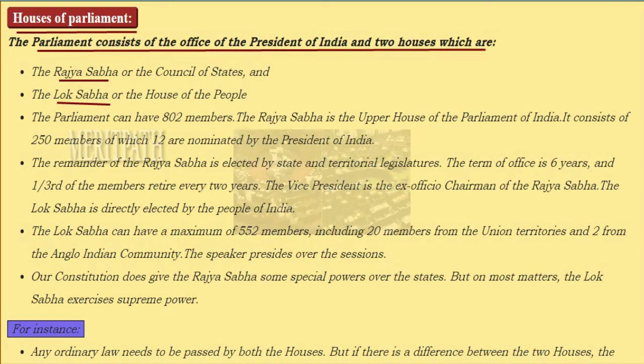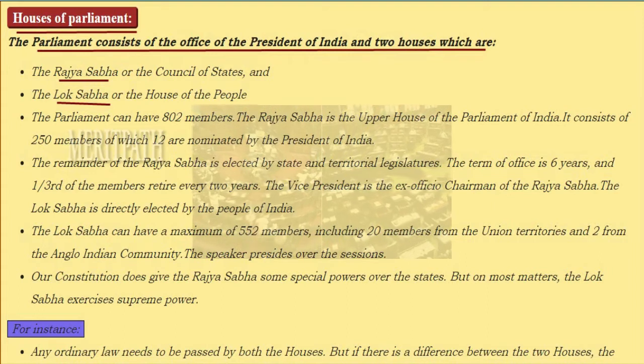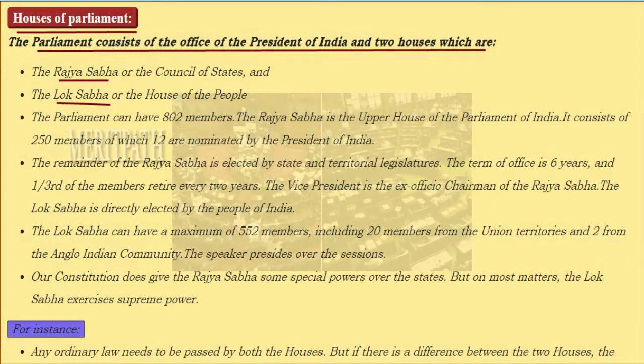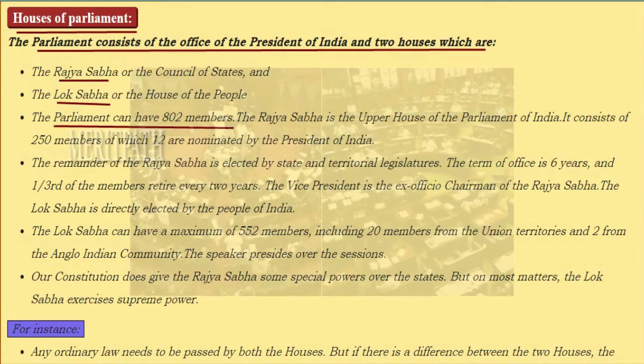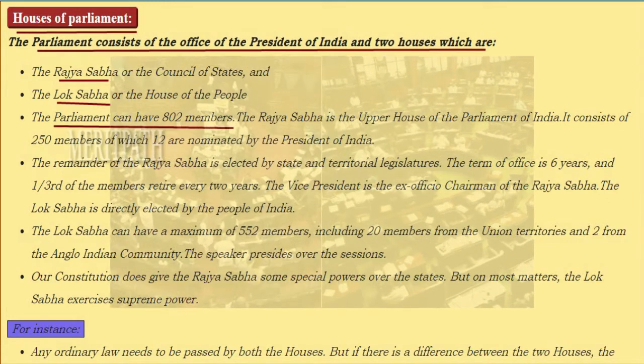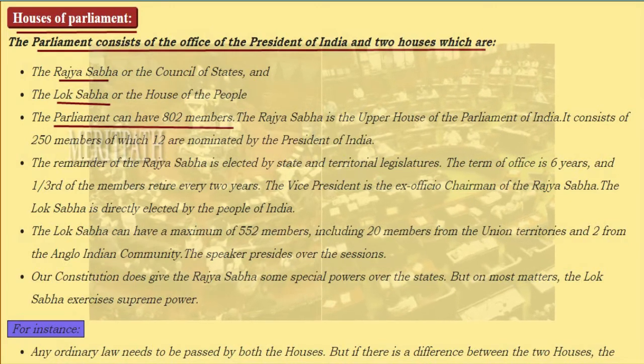Parliament consists of the office of the President of India and two houses, which are known as Rajya Sabha or the Council of States, and Lok Sabha or the House of the People. Parliament can have 802 members. Rajya Sabha is known as the upper house of Parliament of India.